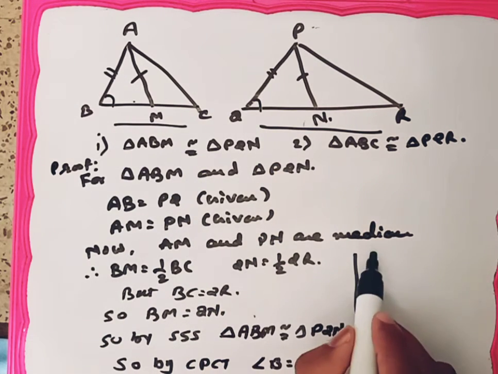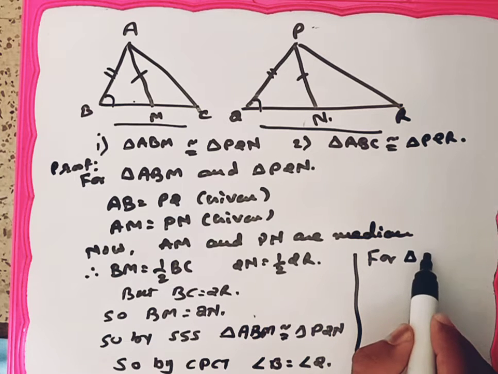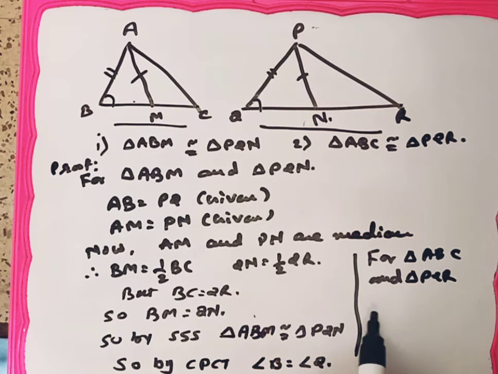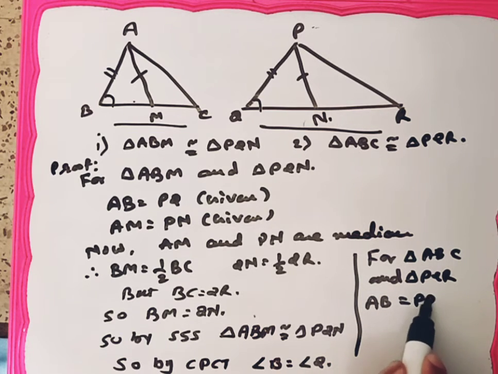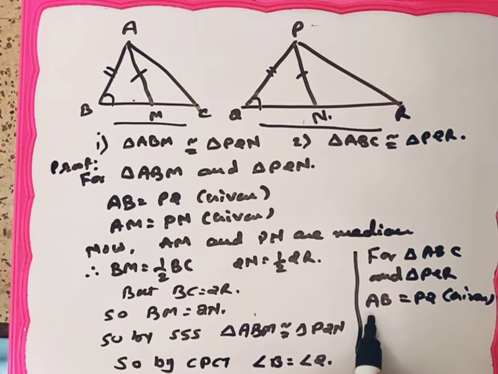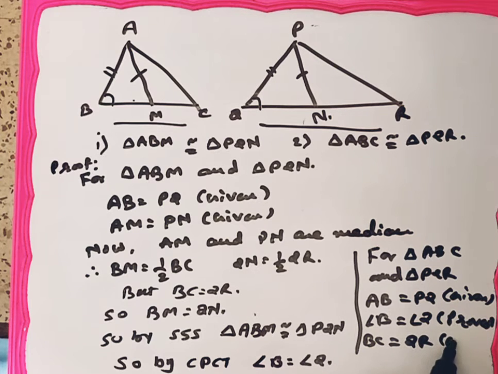Now for triangle ABC and triangle PQR, AB equals PQ, that is given. Angle B equals angle Q, proved, and BC equals QR, that is given. So by SAS rule, triangle ABC is congruent with triangle PQR.